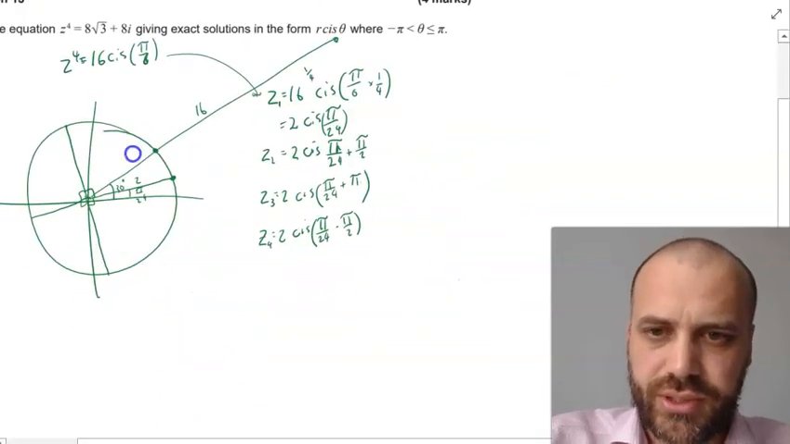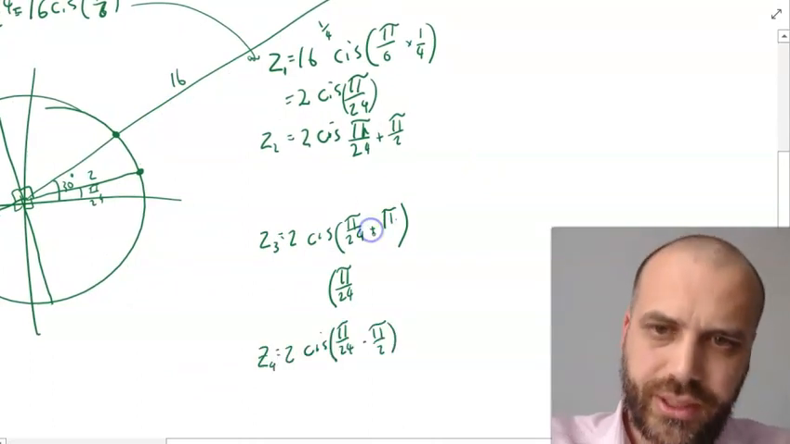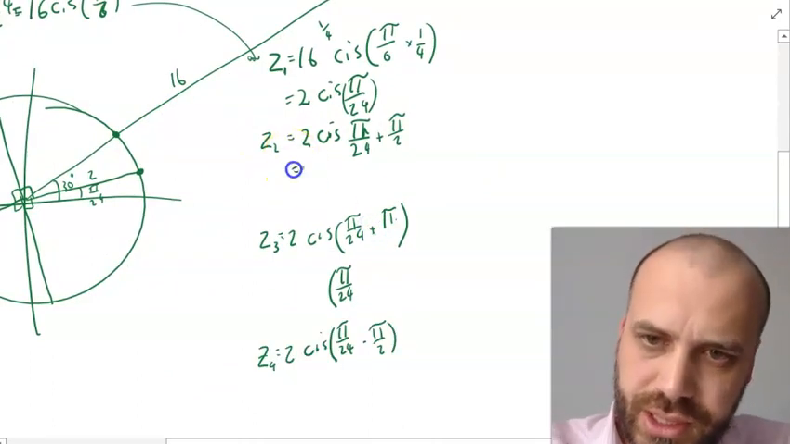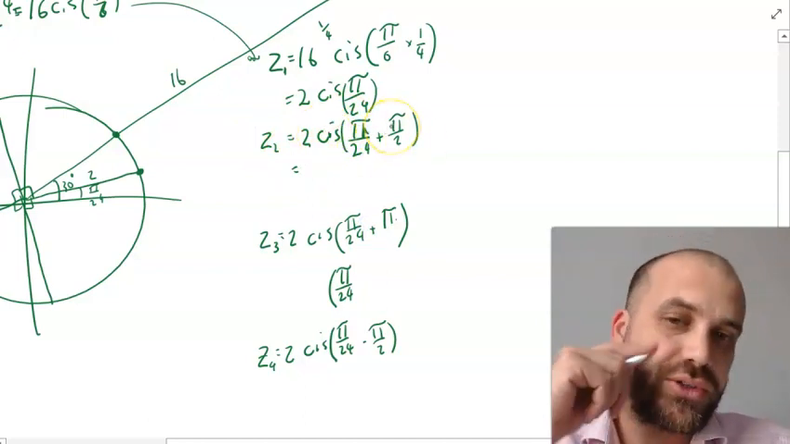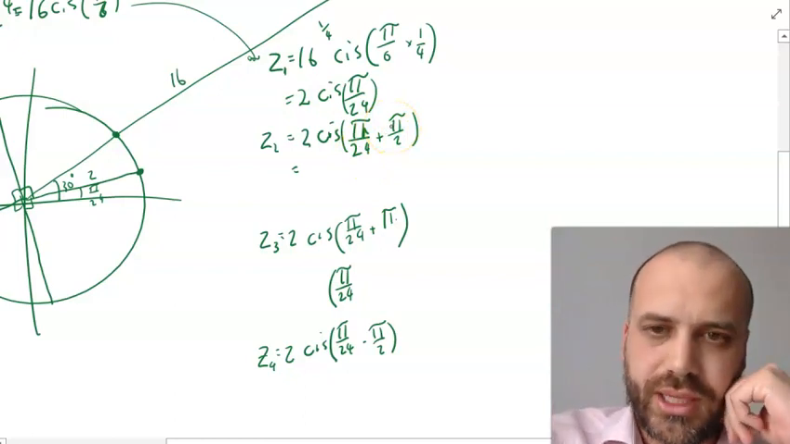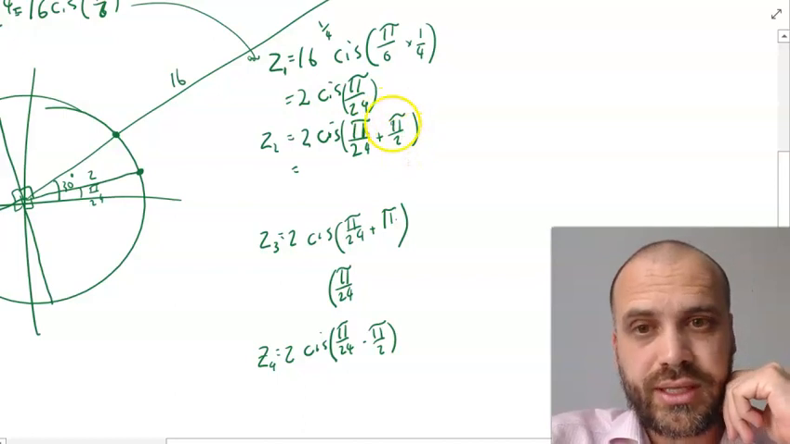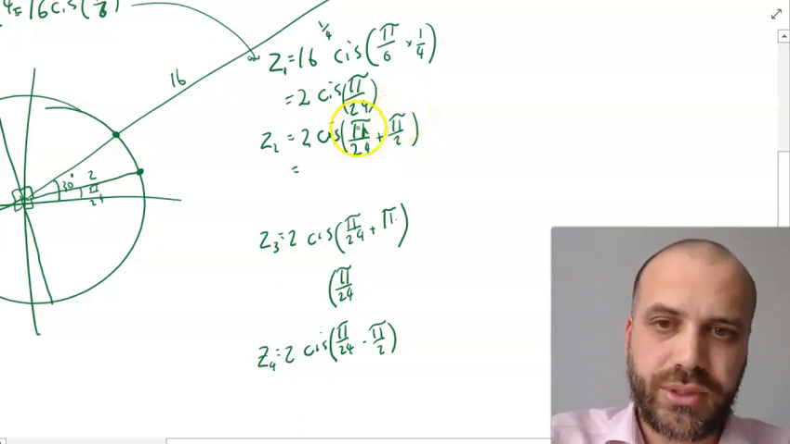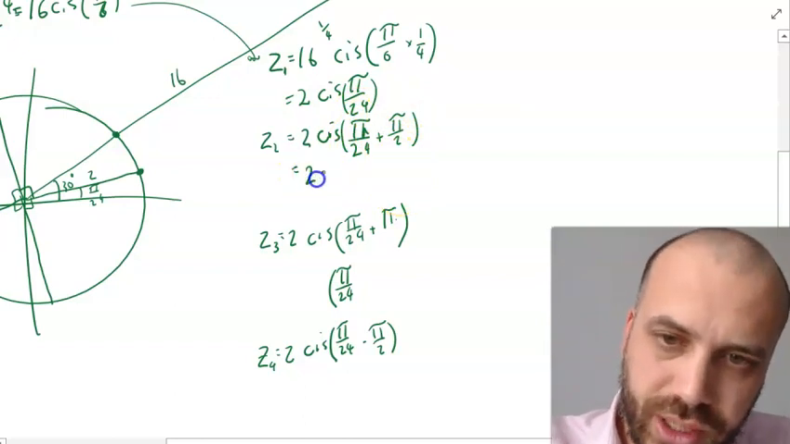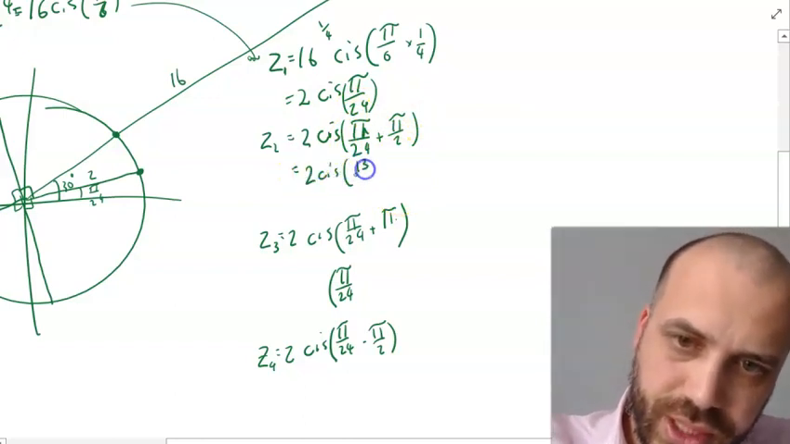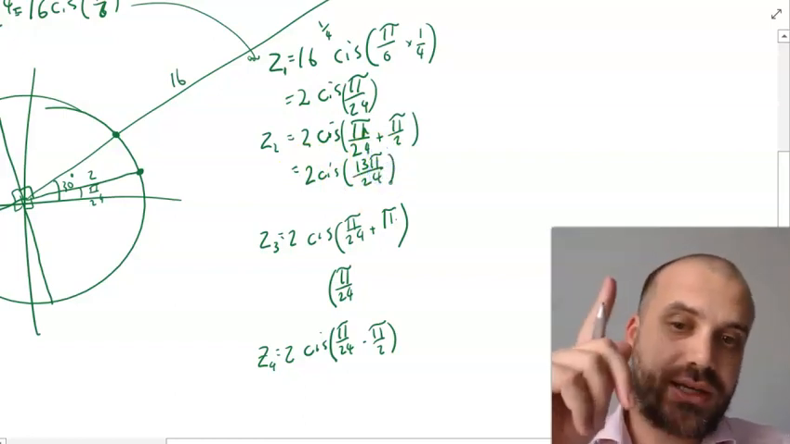Okay, so I've got my 3 solutions here. I wish I'd spread them out a little more. Okay, so fixing that up a little bit. This first one here is 2 cis pi on 24 plus pi on 2. We sort of need equal denominators, right? So this is pi on 2, that's the same as 12 pi on 24. So I'm going to have pi on 24 plus 12 pi on 24 is 13 pi on 24. So there's my second answer.